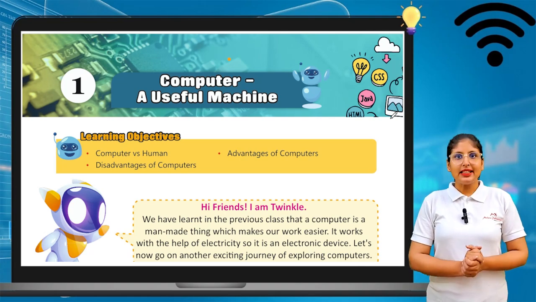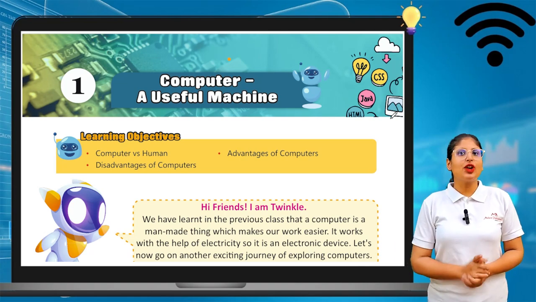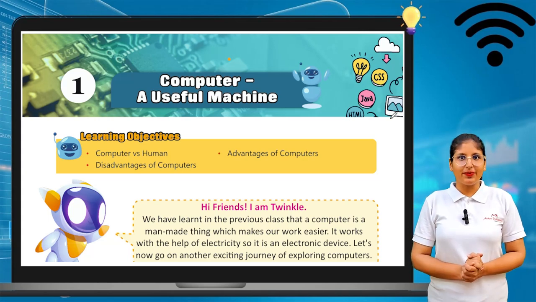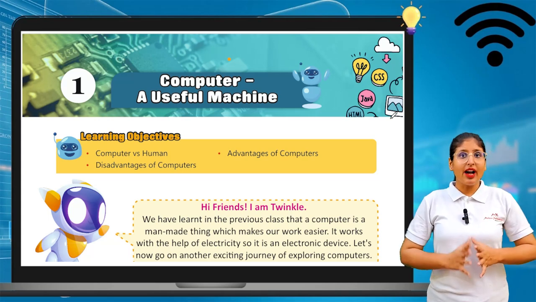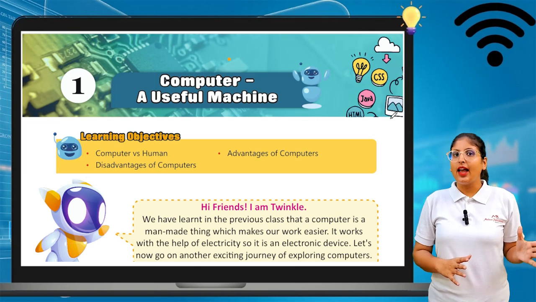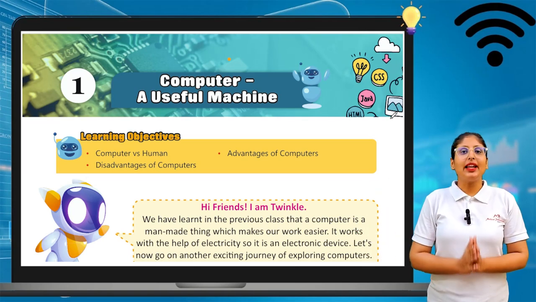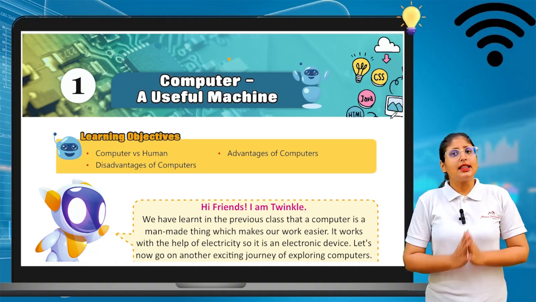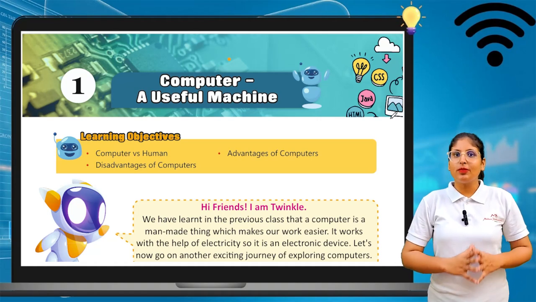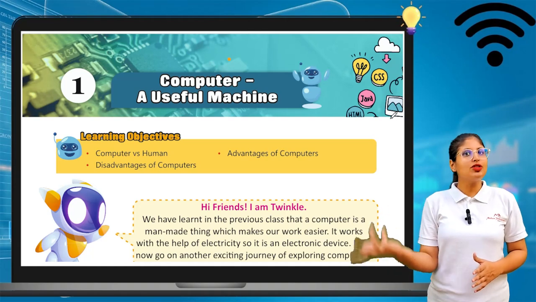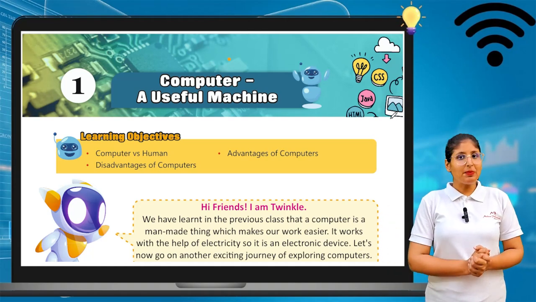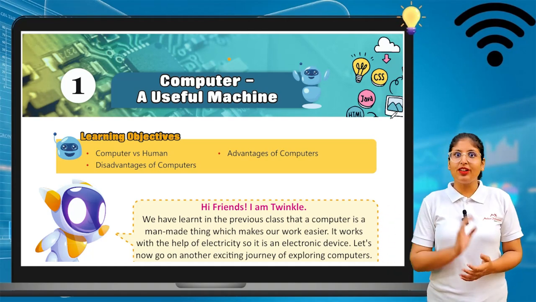So, my dear learners, we will start chapter number first of your book. We are starting with chapter number first and we will complete the whole book. My dear kids, the chapter number first of your computer book says what? The chapter name is Computer, a Useful Machine.